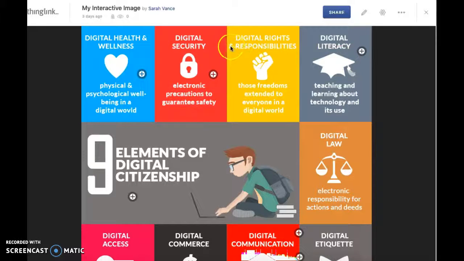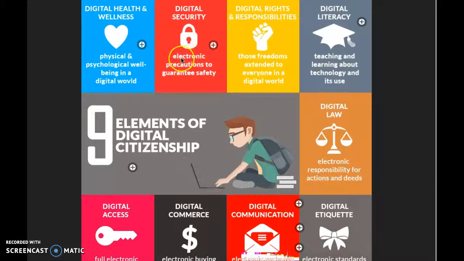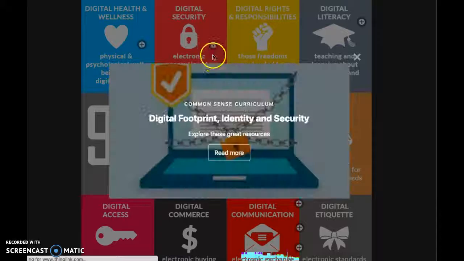The second thing I wanted to talk about was digital security, or online safety. These are electronic precautions to guarantee safety. We know that online there are a lot of online predators, as well as areas where kids don't realize, hey, if I give away this information about myself, it's okay, but really not having a safe environment or a safe presence online. This tool, again from Common Sense Curriculum, talks about digital footprint, identity, and security.